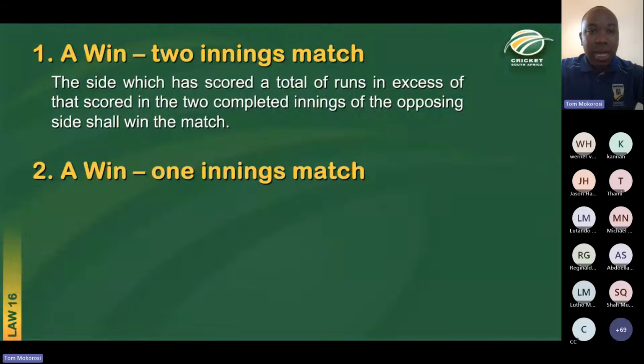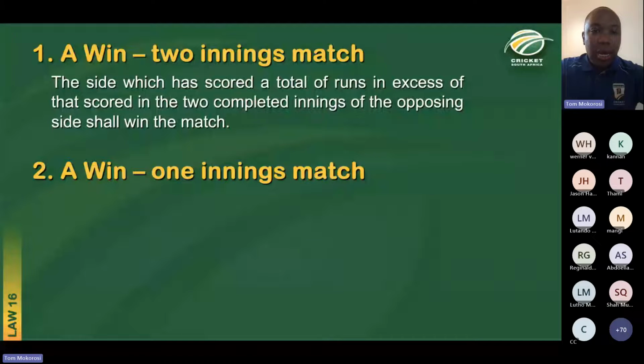The law tells us that the side which has scored a total of runs in excess of that scored in the 2 completed innings of the opposing side shall win the match. And the key phrase there is 2 completed innings. So if a side is not all out, nor have they declared their innings, nor have they forfeited an innings, then an innings is not complete. We will get into more detail in further slides.